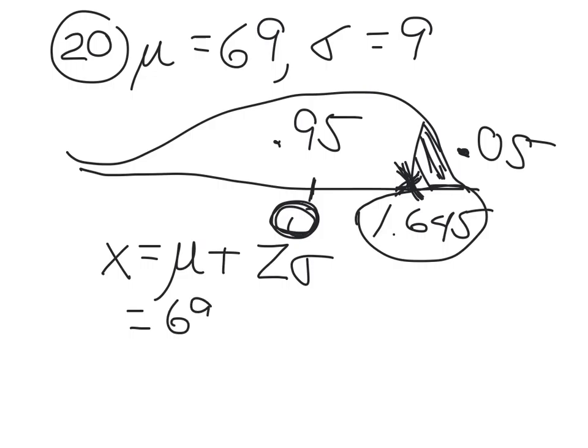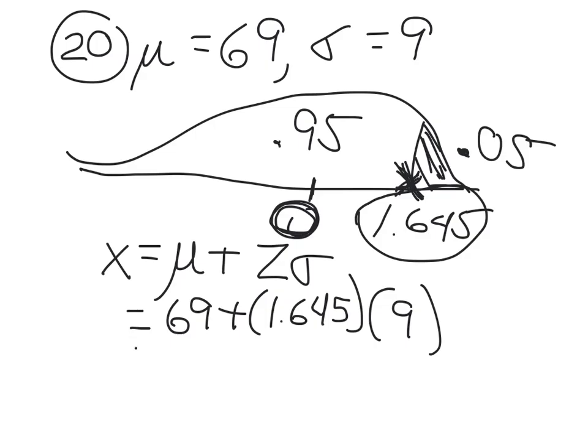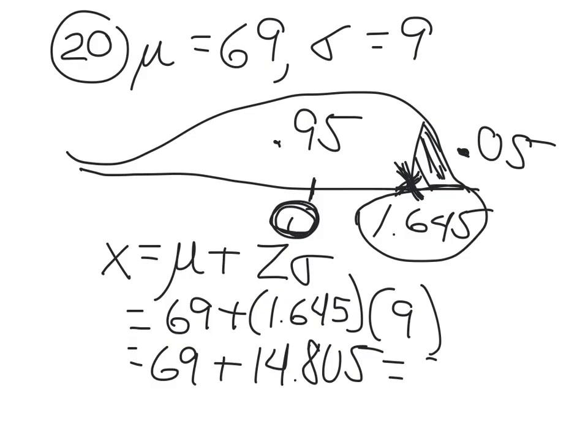So mu is the 69 plus, in this case, the 1.645 times the sigma, which is 9. And that's going to be 69 plus 14.805, and then you're going to get 83.805, something like that. Okay? And that's going to be the cutoff for your top 5%. Pretty cool. All right, let's try one more on this movie and then we'll take a little rest.